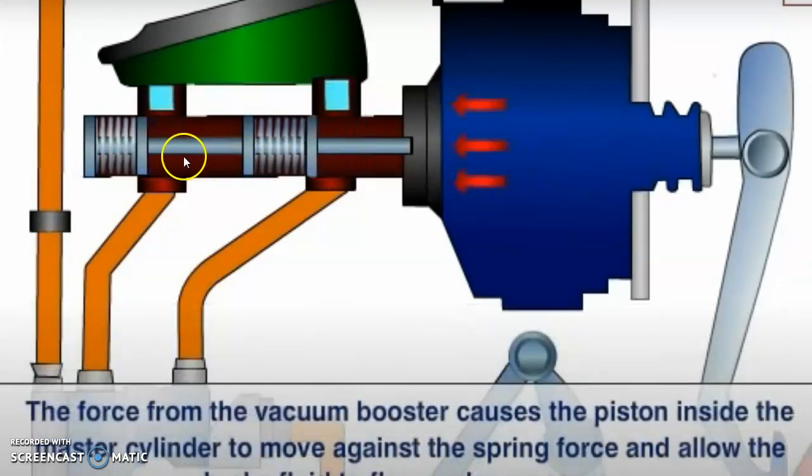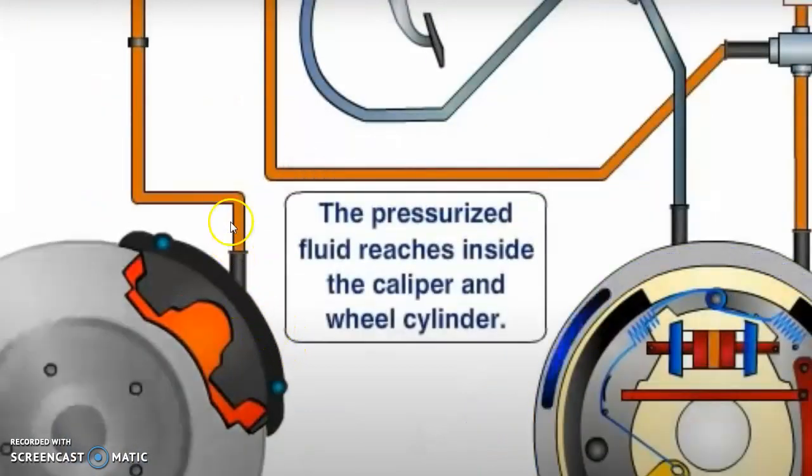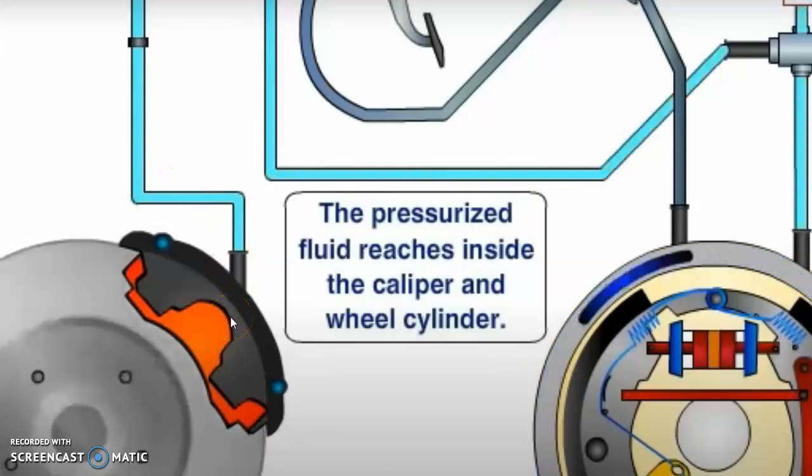Now you can see clearly how it works. When the valves open, the liquid present inside the reservoir passes through the pipelines and finally enters into the wheel cylinder.